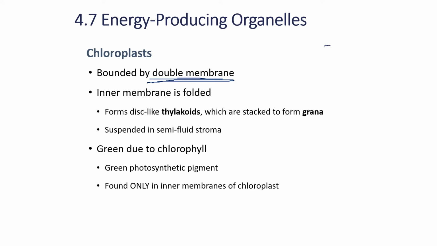So if you look at a chloroplast, there's an outer membrane, an inner membrane, and then these thylakoid membranes. Each of these discs is a thylakoid. A stack of them is called a grana, or a granum. And they're green due to chlorophyll, which is the main photosynthetic pigment.